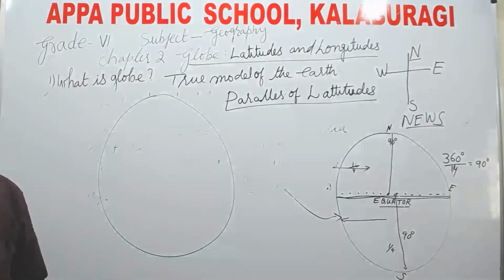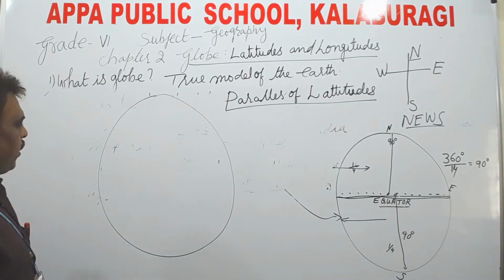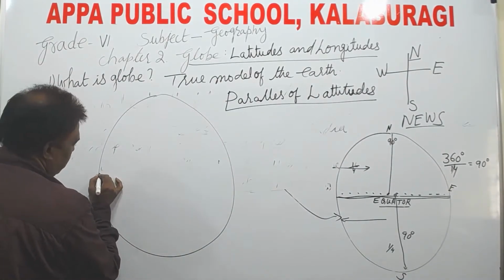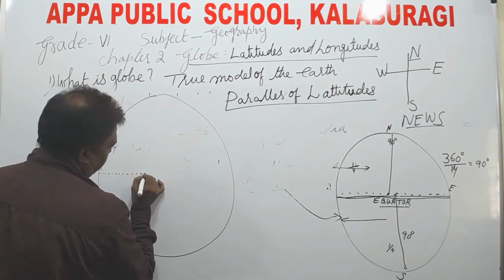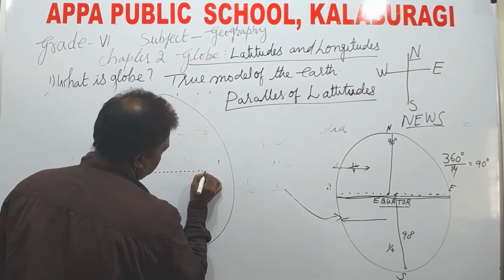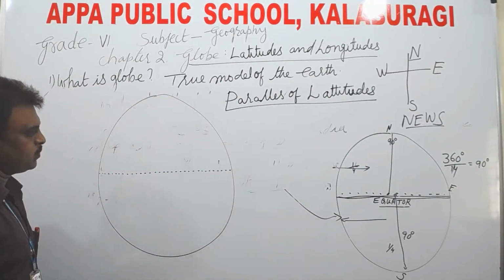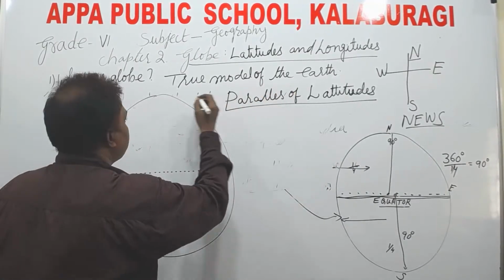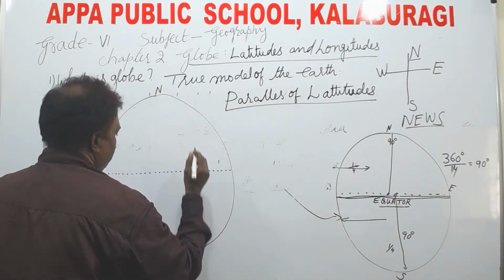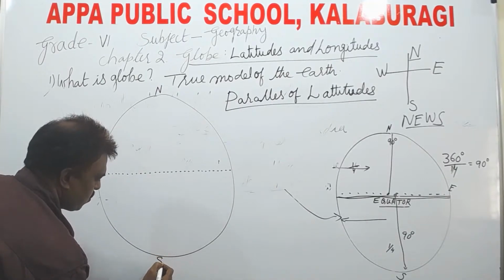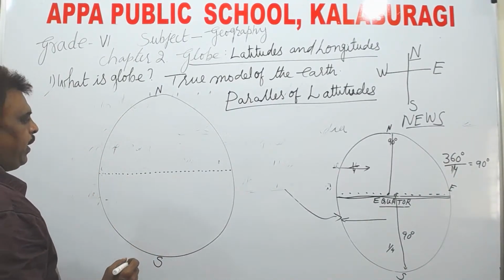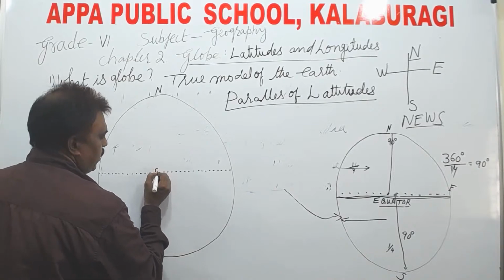Now, to understand more about the parallels, again we have to divide this globe into two parts equally. As mentioned on the globe, this is the northern side and the south. And here this comes 0 degrees.